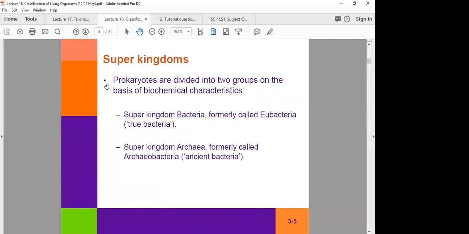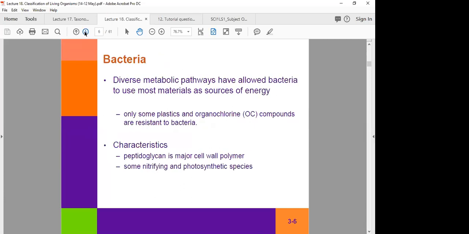Prokaryotes are divided into two groups on the basis of various biochemical characteristics. Superkingdom bacteria, formerly called the eubacteria, and superkingdom archaea, formerly referred to as ancient bacteria because they were thought to have evolved earlier than the bacteria. We now know that that's not true. The bacteria and the archaea appear to have evolved at about the same time.